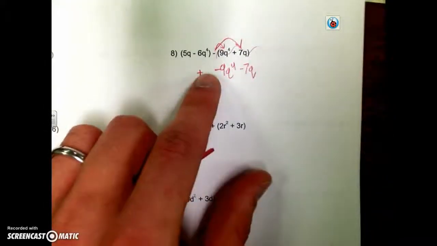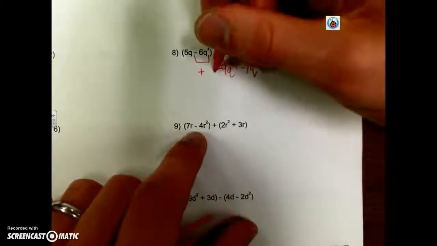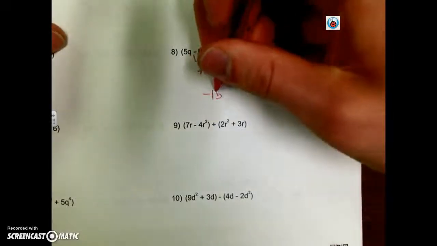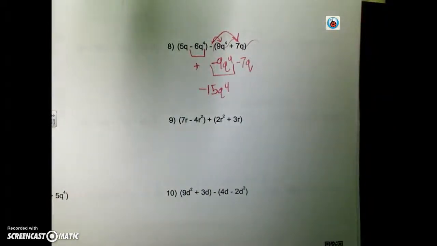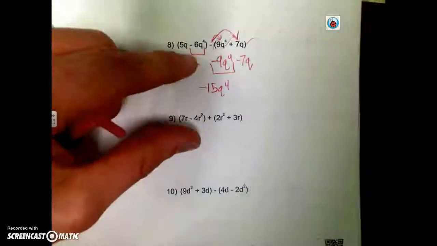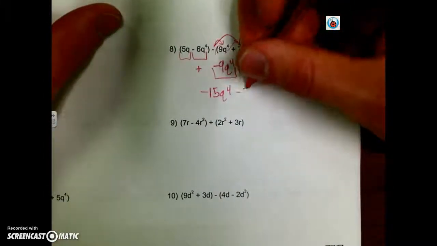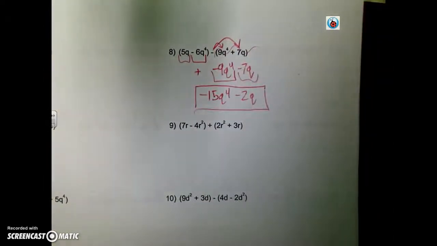So I'm going to look for my highest exponent first, my q to the fourth power. So if we have our negative 6q to the fourth power and negative 9q to the fourth power, I put these together. Negative 15q to the fourth power. And then I'll put our regular q's. We have 5, we have negative 7. And here's what we have for that.